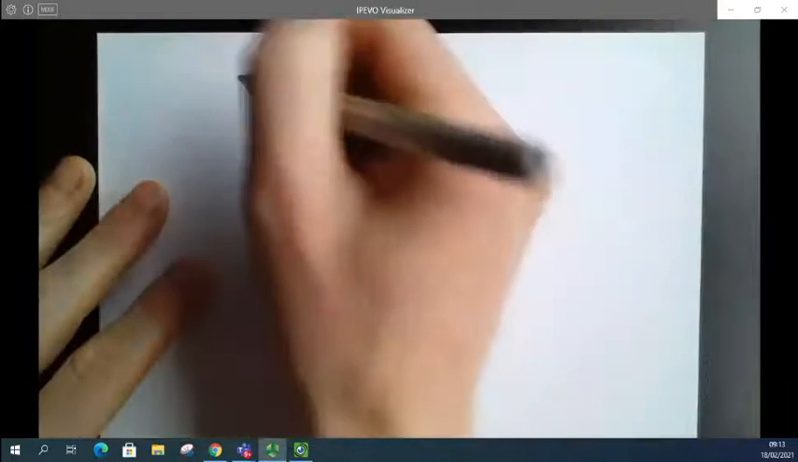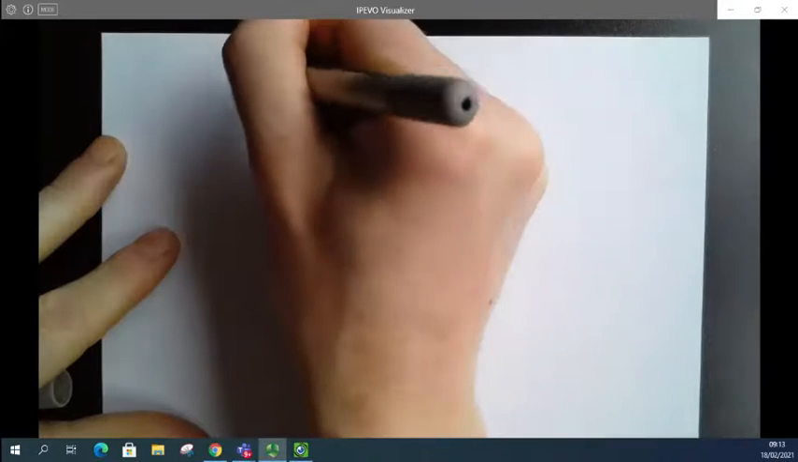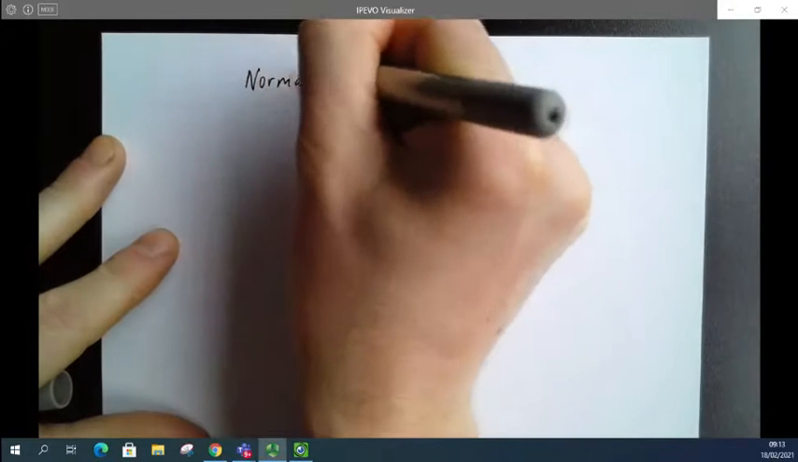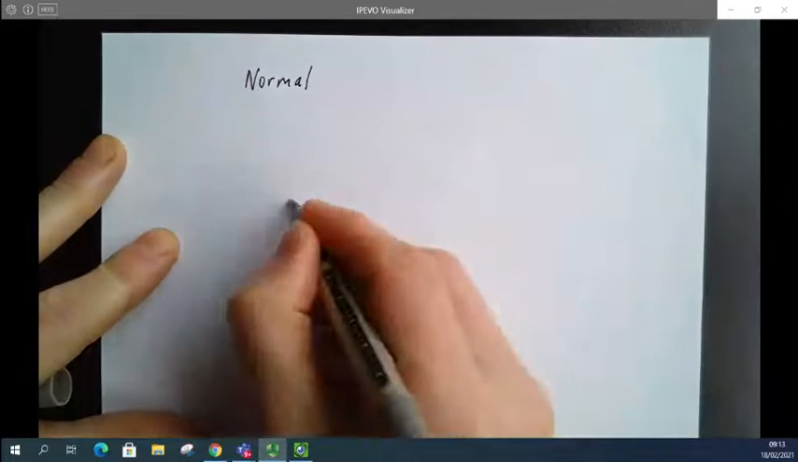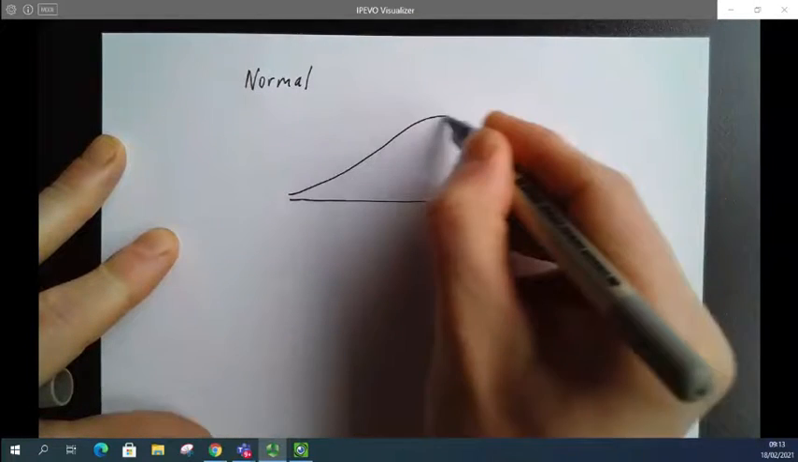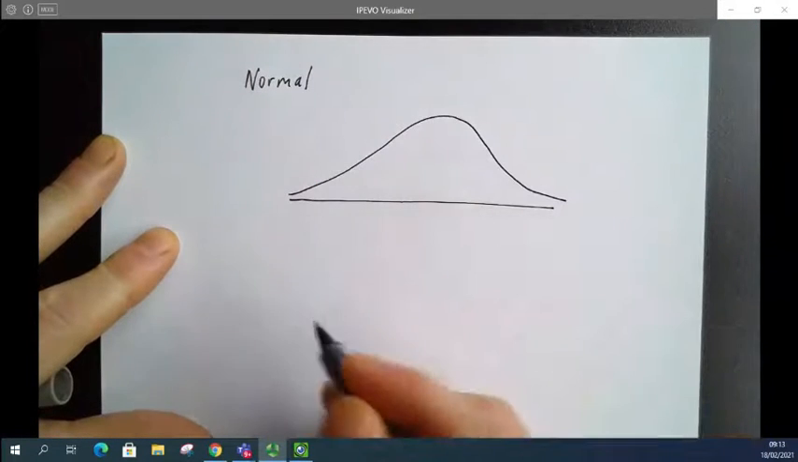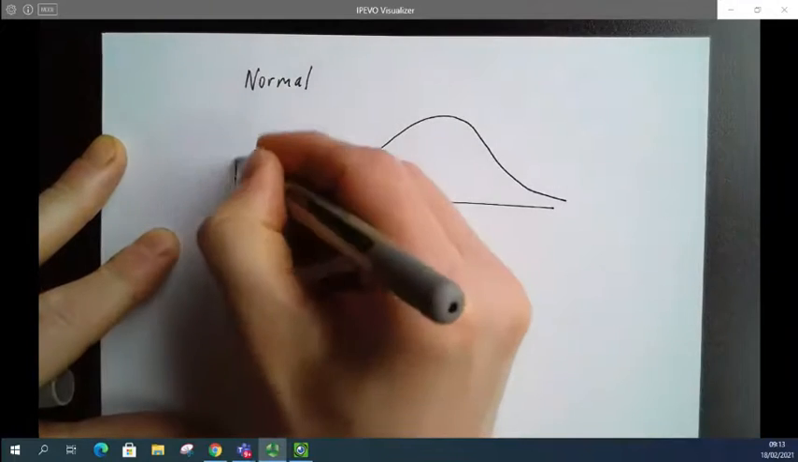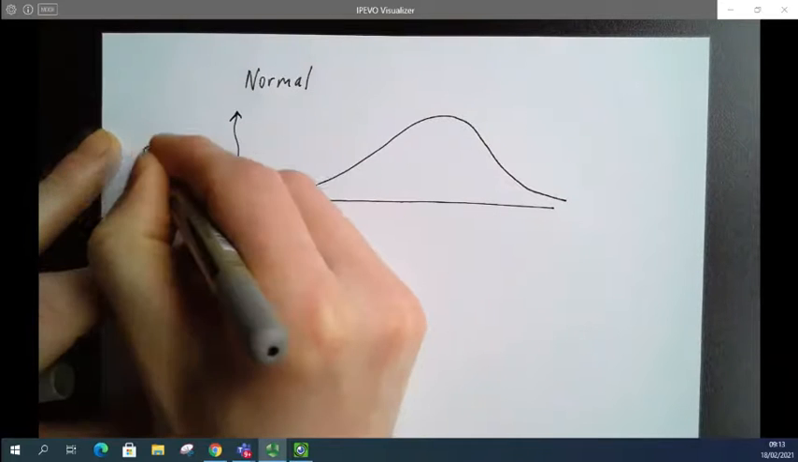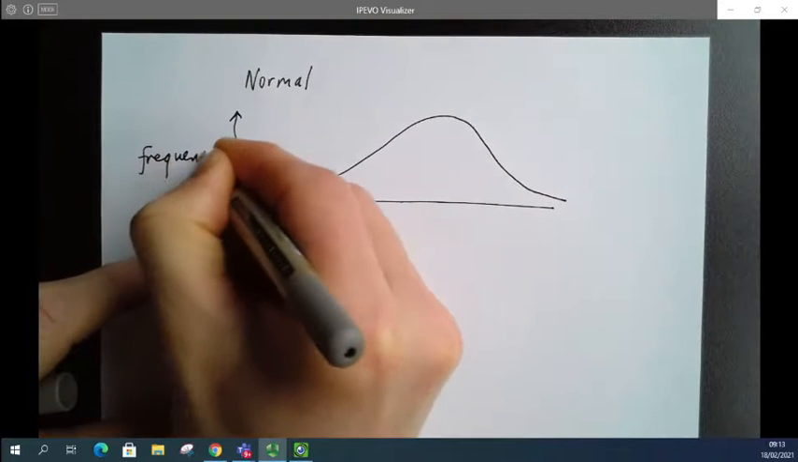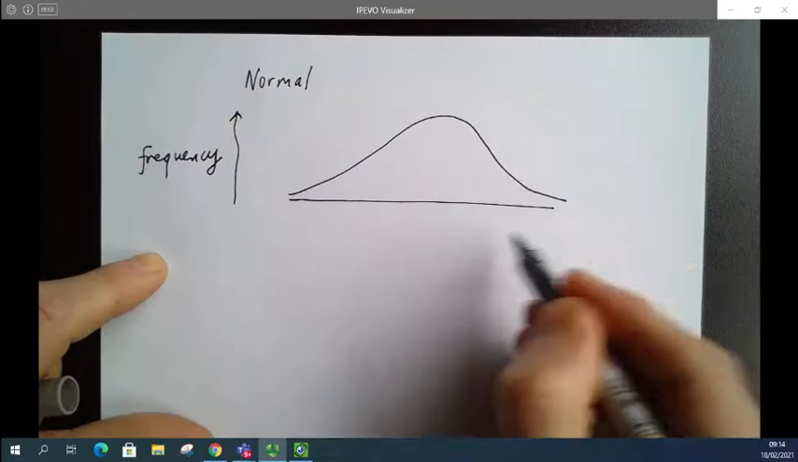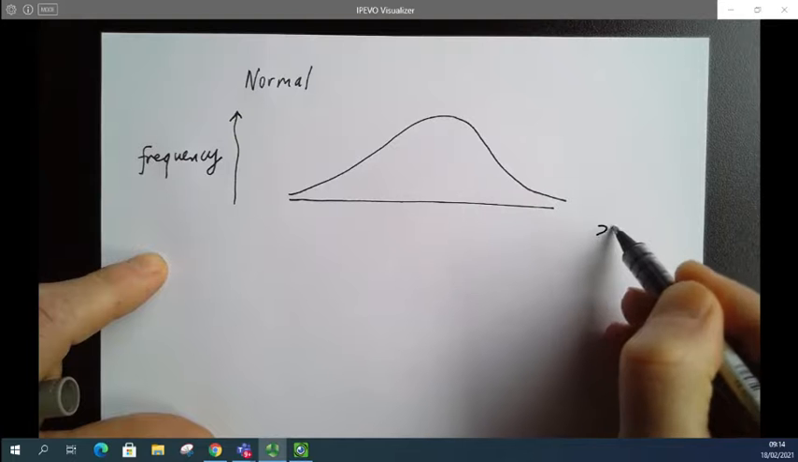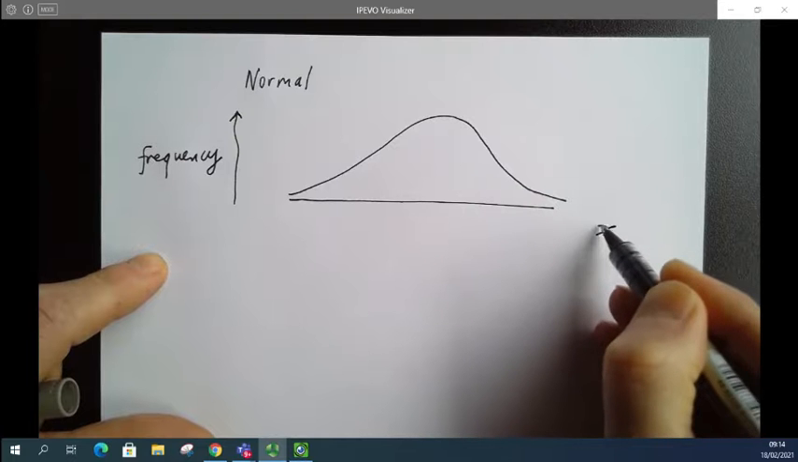Okay, today I'm going to talk about the normal distribution, and the word normal here is very specific. It means a distribution which is shaped like a bell, like that, with frequency on this axis, and on the horizontal axis we consider it x for some variable.